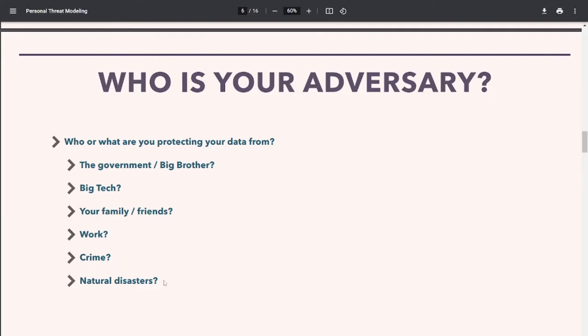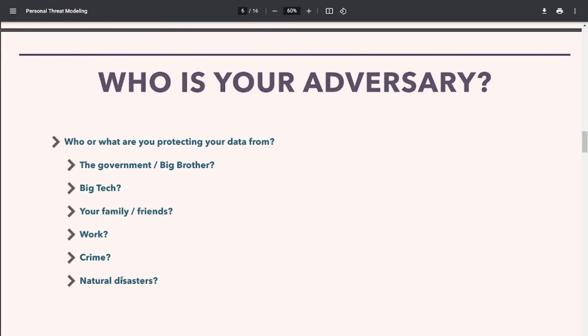If all of your family photos are on one laptop at your house and it gets hit by a tornado and you didn't grab it on the way out, then did you lose everything? And is that an acceptable part of your plan? So this is where, in the next column, you start listing out your adversaries.